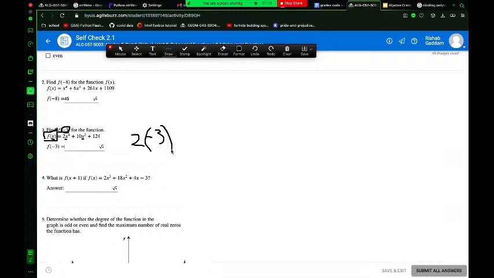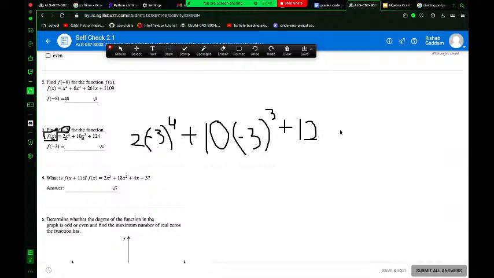We're gonna find out if your answer is right. So you do 2 times -3 to the power 4 plus 10 times -3 to the power of 3 plus 124. Now you just simplify this expression right here.